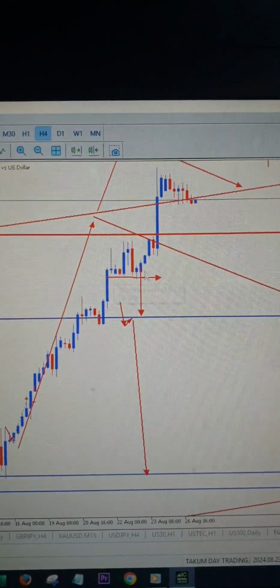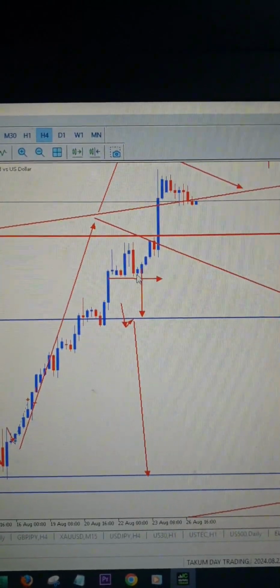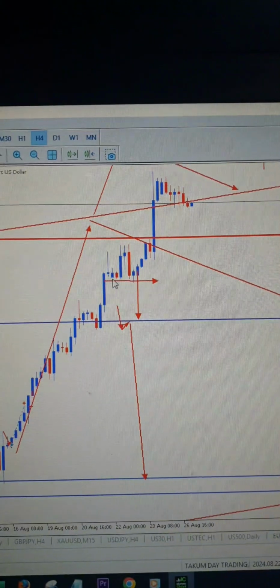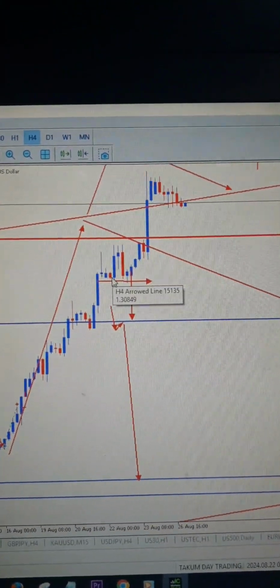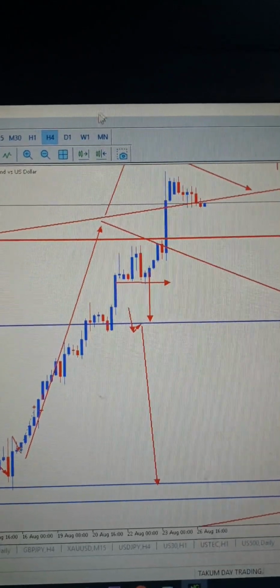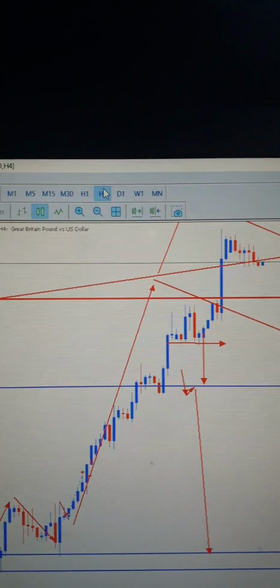So what I did is I drew this line, that if it breaks below this line, it's definitely going down, because if it breaks this other structure, this was the previous swing low. Okay, let me move to the lower time frame, since we are on H4.